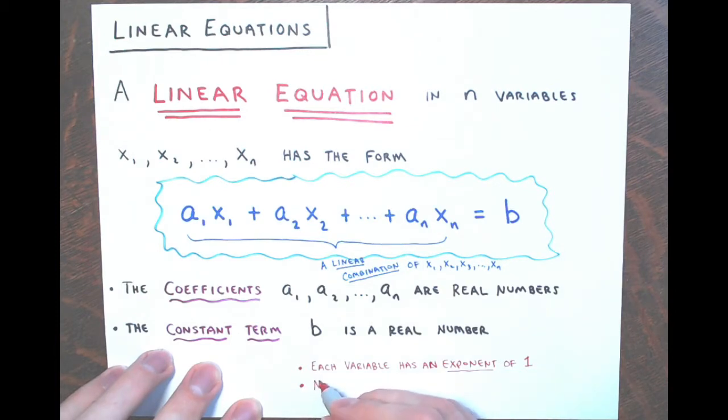There are no variables in denominators, right? Because if you have a variable in a denominator, that would imply that you have a variable to a negative power, if you recall how negative exponents worked. So notice there are no variables in denominators.